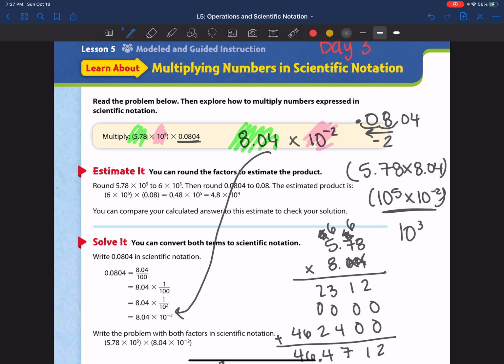5.78 times 10 to the 5th power. They estimated, or rounded it up. 5.78, they rounded it to 6. And then times 0.08. So they just multiplied 6 times 10 to the 5th times 0.08. And so they did 6 times 0.08, and they got 0.48 times 10 to the 5th power, and they got 4.8 times 10 to the 4th.